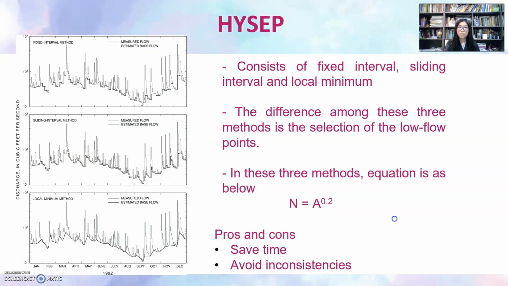The HYSEP method consists of fixed interval, sliding interval, and local minimum. The difference among these three methods is the selection of the low flow points. In these three methods, they have the same equation, which is N equals A to the power of 0.2. N is the number of days after which the stream flow ends, and A is the drainage area. The pros and cons of this method: it saves time and avoids inconsistency of the manual method.